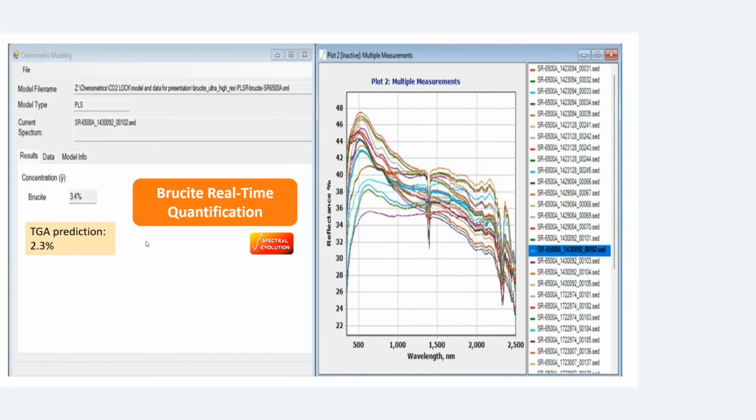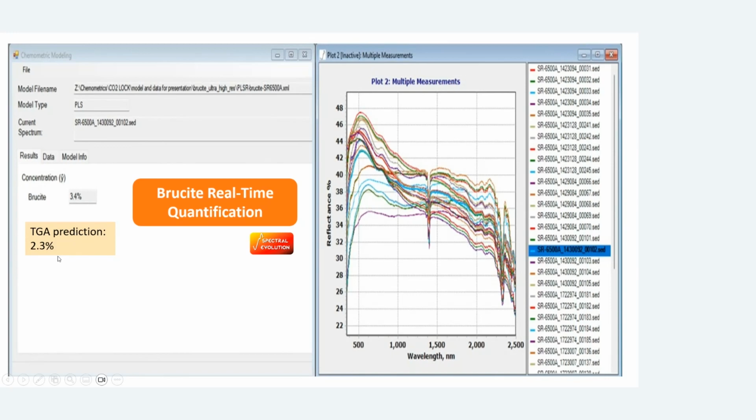So we had loaded this data in after the fact and also tested it. Again, to the far right here is your actual spectral data that we're testing that calibration model with. To the far left here is where we have loaded that model in. And as we are either taking measurements or selecting measurements, it's going to give you that concentrated brucite.